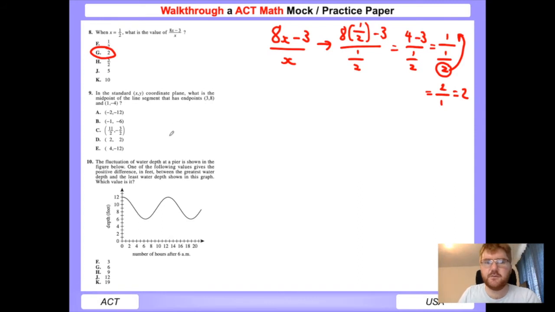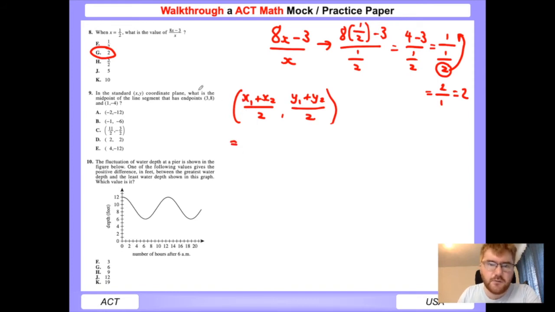And in the standard XY coordinate plane, what's the midpoint of the line segment that has endpoints 3, 8 and 1, minus 4? There is a formula for this. I'd recommend using it. So the formula for a midpoint is x1 plus x2 divided by 2. So essentially we add the x coordinates together and then divide by 2, and then we do the same for the y coordinates. I think this is something I teach at IB as well.